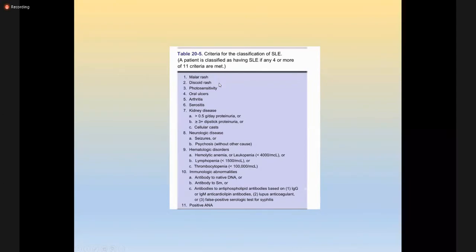Then is the discoid rash, as I mentioned, and the photosensitivity rash, only on the sun exposed areas. Then we have arthritis, that means there would be inflammation and tender joints, 2 or more than 2. There would be a serositis, that means the patient is complaining of symptoms suggestive of chest, heart, or abdomen. There are three serous cavities, that is pericardium, pleura, and peritoneum. Then there may be involvement of the kidneys.